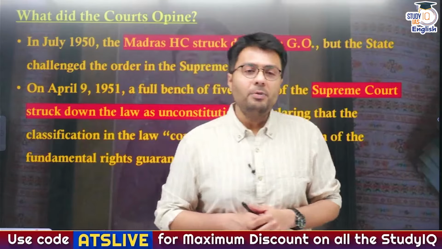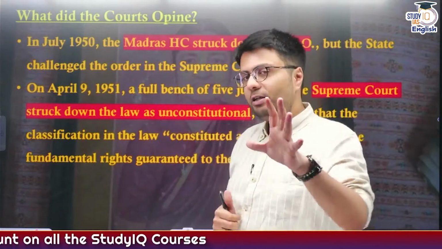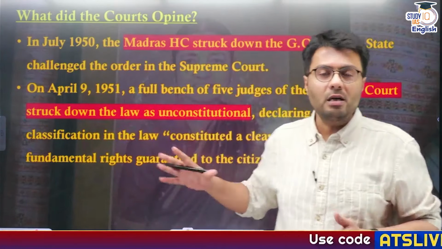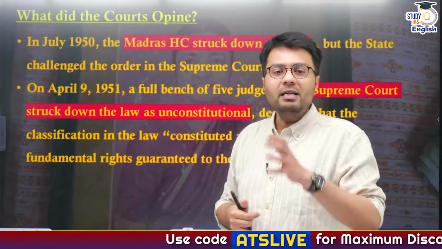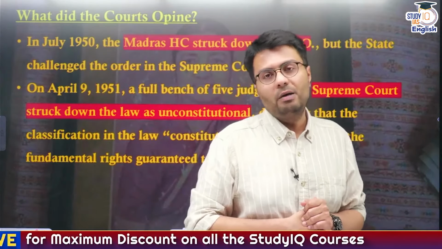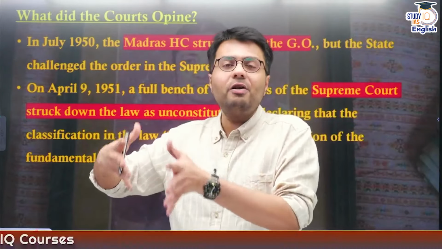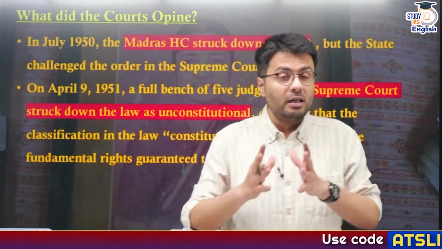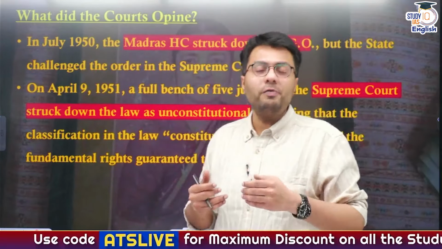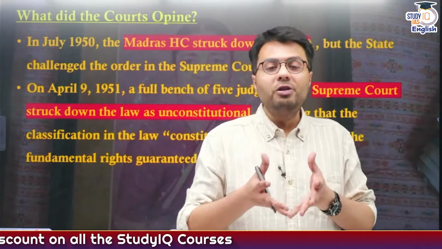So in this regard, let us try to understand what the courts actually had to say about this particular case. Now, as I told you, this case went to the Madras High Court, and the Madras High Court struck down this government communal order, and it stated that this violated the fundamental right of Mrs. Champakam Dorairajan. However, later on, the State Government of Madras referred this case to the apex court of the country, that is the Supreme Court of India. And about a year later, in 1951, the Supreme Court of India, with a 5-judge constitutional bench, declared this law an unconstitutional law.